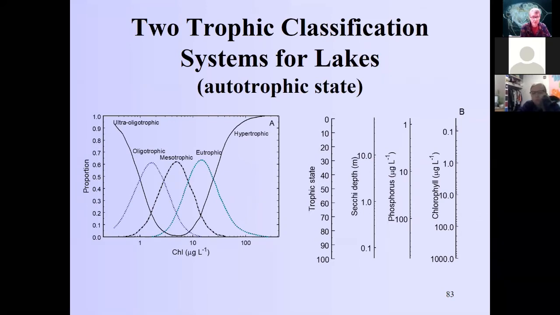So there are just sort of two ways to look at this. From the manager's point of view, you say, okay, I don't want to have a eutrophic lake, I want a mesotrophic lake. So how far do I have to push this system to get down into this distribution? How far do I have to push the phosphorus down to get to the Secchi depth that I want, or to keep the chlorophyll below a certain level?